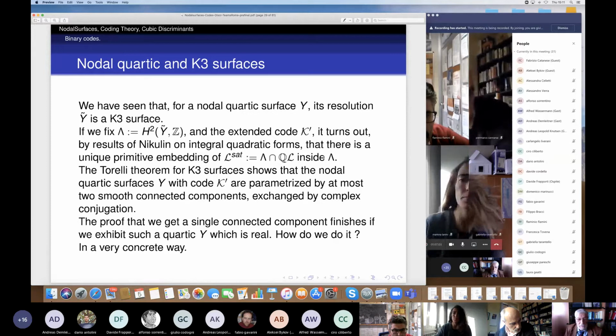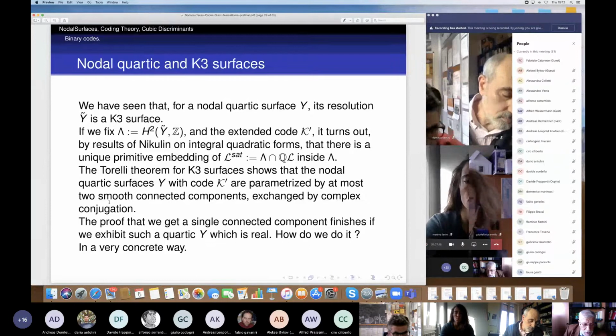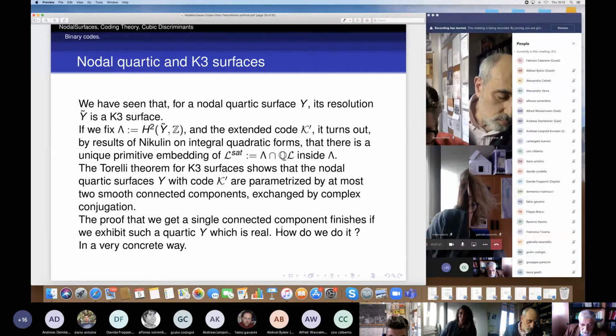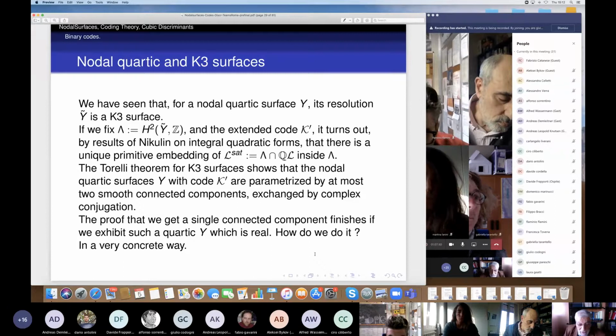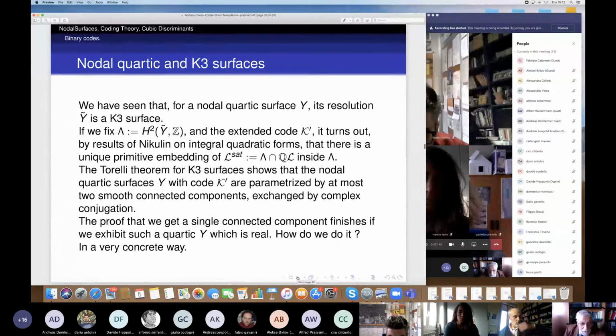Here, a most important theorem for K3 surfaces is the Torelli Theorem. This shows that the nodal quartic surfaces with the fixed code K prime are parametrized by at most 2 smooth connected components exchanged by complex conjugation. But we want to show that these 2 components are the same. And since they are exchanged by complex conjugation, it suffices to show that there exists such a quartic which is real. How do we do this? This is now something non-experts can also have a look at.